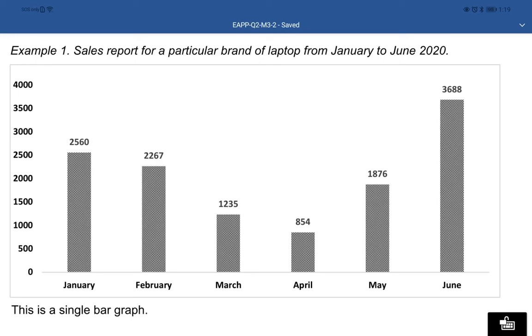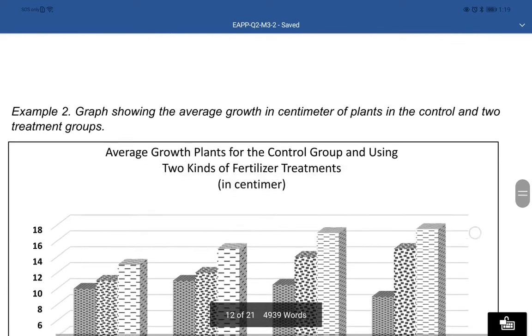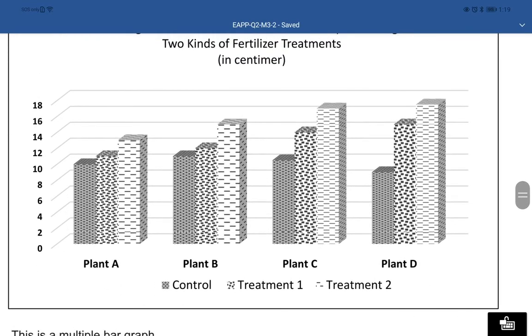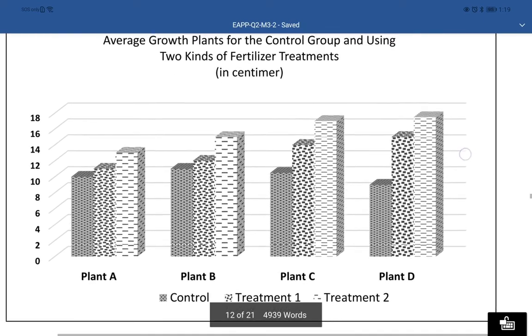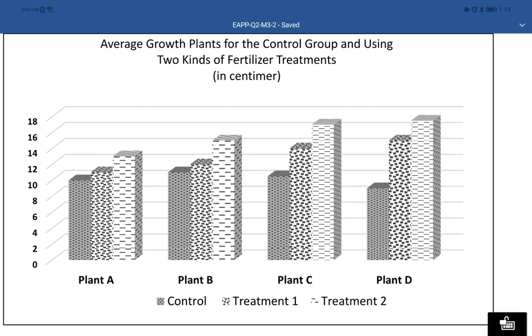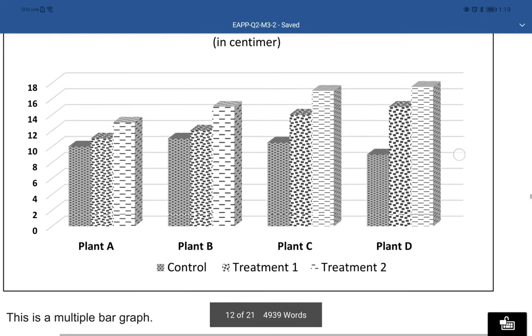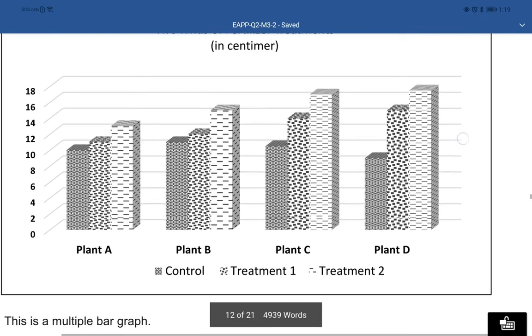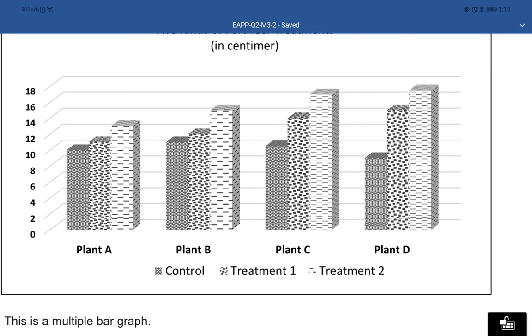So, this is how a bar graph looks like. So, may value ulit tayo dito sa may kaliwa na pataas. And then, sa baba, meron tayong timeline. Okay? Ganun naman ang bar graph. This example 1 of bar graph is an example of a single bar graph. Kasi, pa isa-isang bar lang siya kada month. Okay? Kapag naman multiple bar graph, ganito ang itsura.